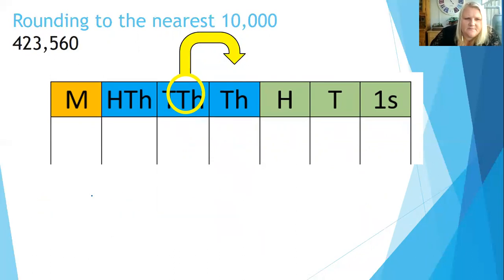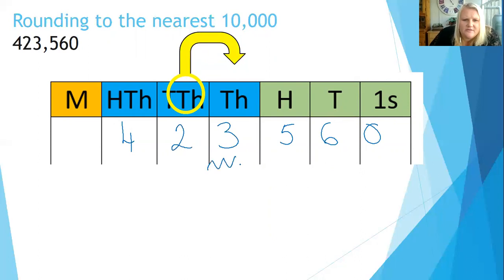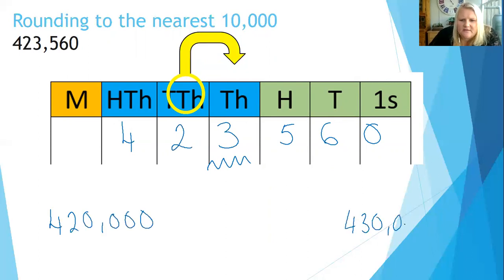What's next? Let's do another one together. Does it matter when the number gets bigger? No. 423,560. So again, I've got my special arrow, my special circle. I know what I'm looking for. It's this one that's going to be the one. So I've either got 420,000 or 430,000. Should we give it a go?